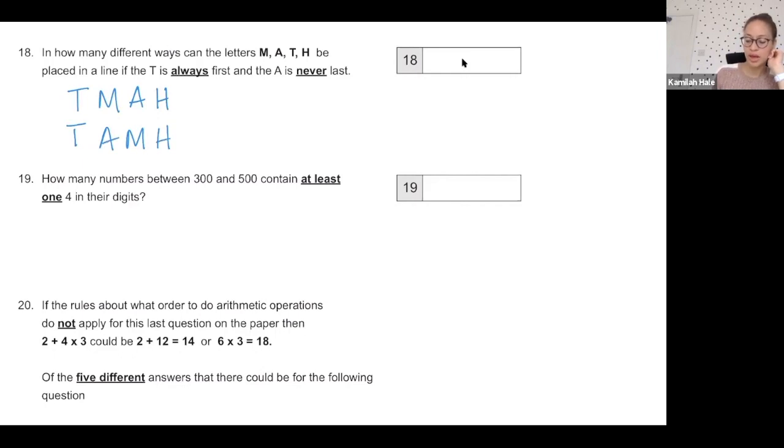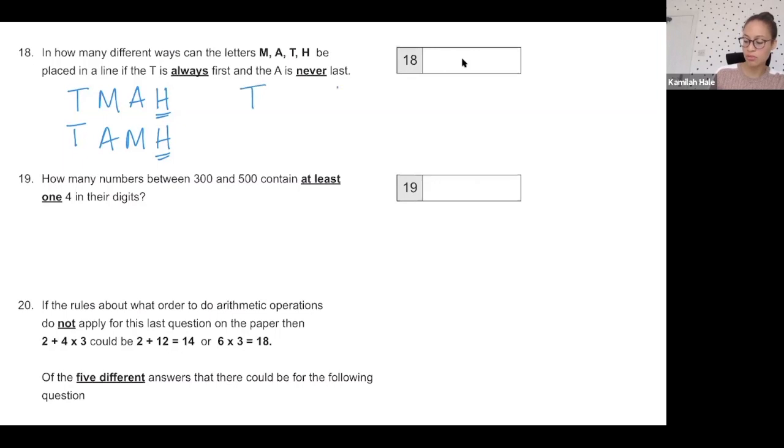Okay, so we can have the H last. There are two ways of getting the H in the last position, when you have MA and when you have AM. And then the M is also allowed to be last. Yeah, so getting some right answers from you privately here, good.